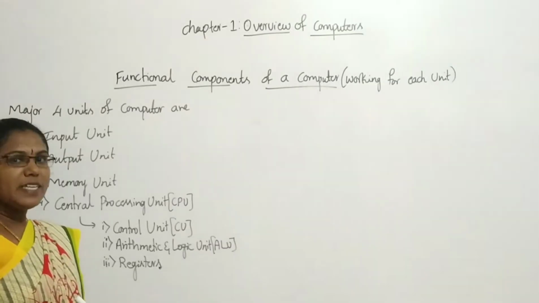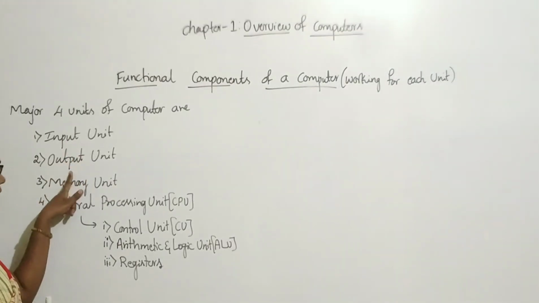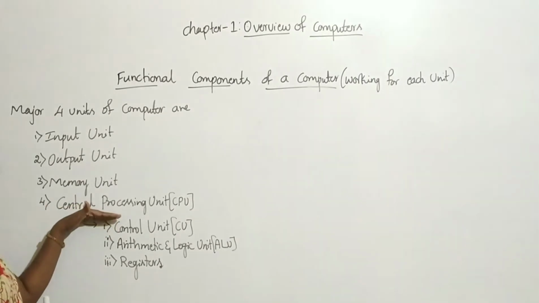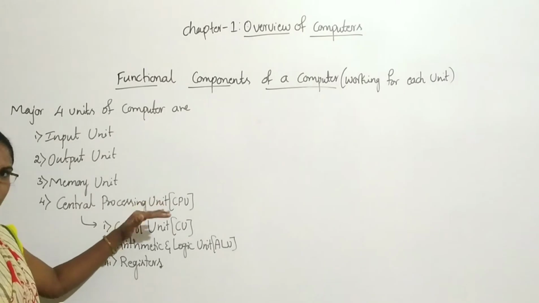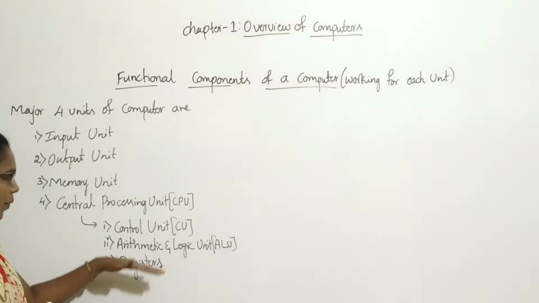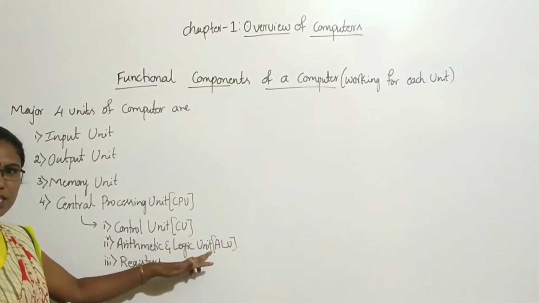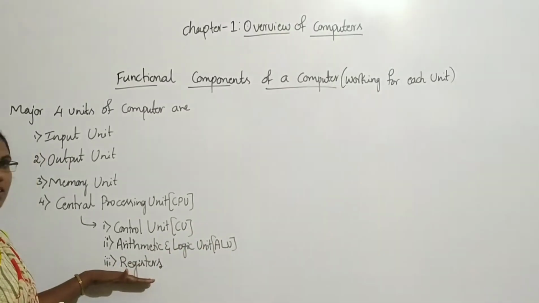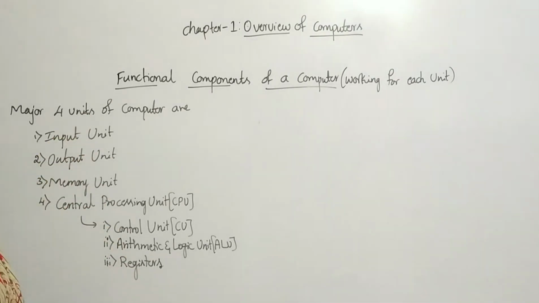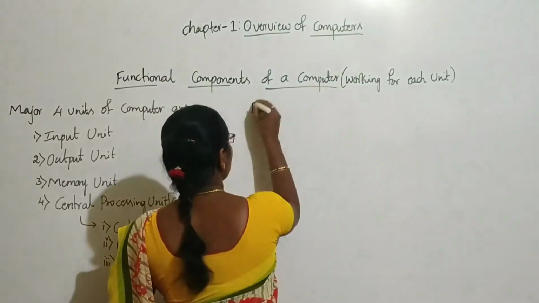What are the four major units of the computer? First one, input unit, second one, output unit, third one, memory unit, and fourth one, central processing unit. This central processing unit, in short form, we call CPU. This CPU has three subcomponents: the control unit, in short form CU, the arithmetic and logic unit, in short form ALU, and the third subcomponent of the CPU is registers. Understood? So based on these units, we write the block diagram of a computer. Here I will construct the block diagram of the computer.